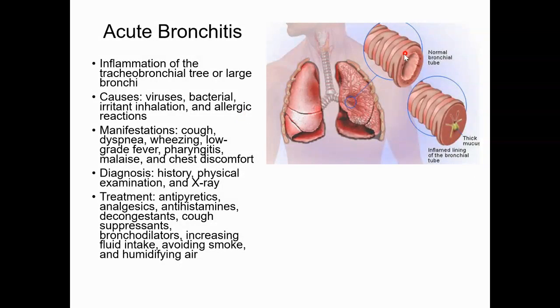So you can kind of see here's the normal bronchial tree. And when somebody has an inflamed one, see how this closes down and it becomes very swollen in here. And then the mucus is thick and it kind of gets stuck in there. And so hence they can have some wheezing and some shortness of breath and feel like they're winded when they do any type of activity.